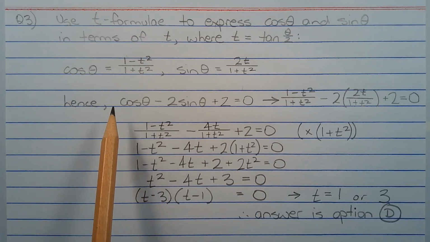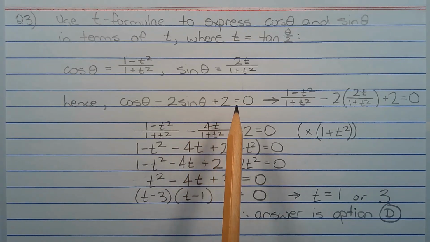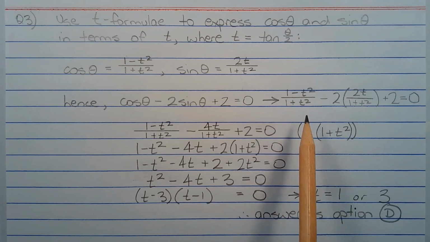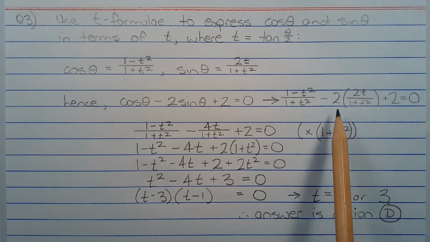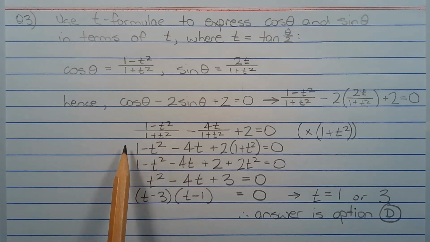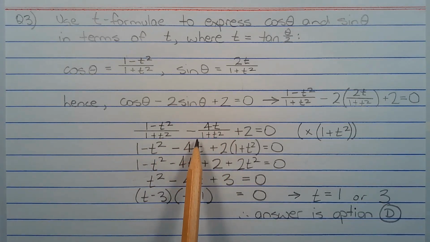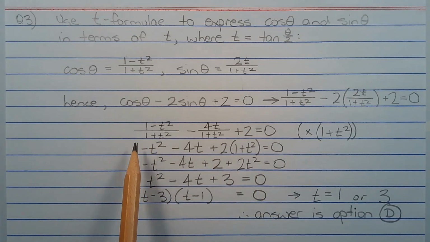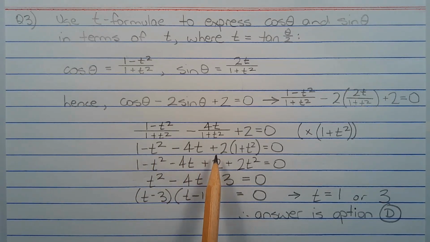Hence the equation cos theta minus 2 sin theta plus 2 equals 0 can be expressed in terms of t as 1 minus t squared over 1 plus t squared minus 2 times 2t over 1 plus t squared plus 2 equals 0. Expanding the brackets here, we get 1 minus t squared over 1 plus t squared minus 4t over 1 plus t squared plus 2 equals 0. Multiplying all terms by the denominator 1 plus t squared, hence eliminating the denominator, the equation becomes 1 minus t squared minus 4t plus 2 times 1 plus t squared equals 0.